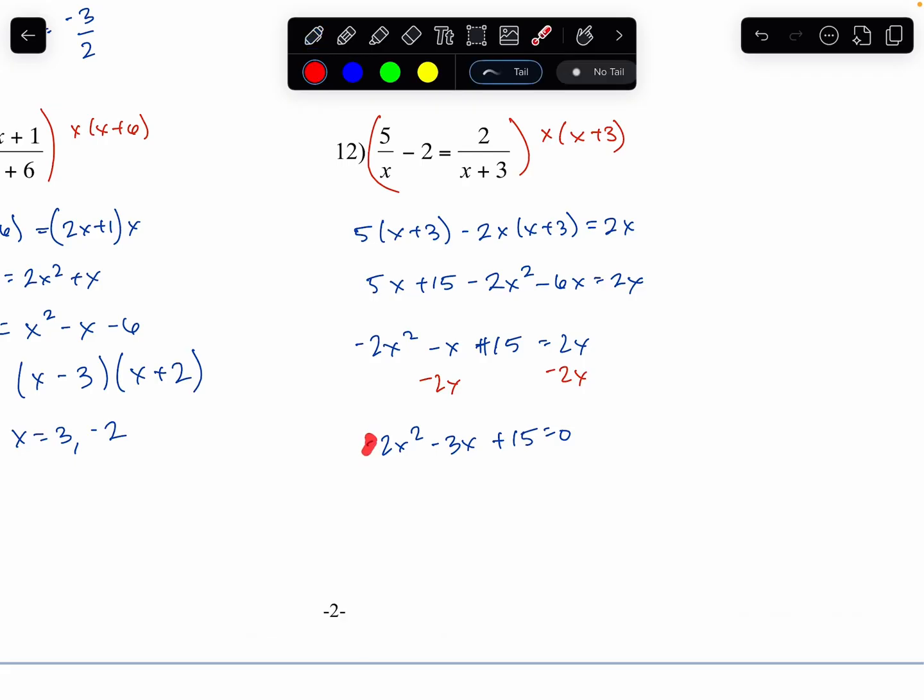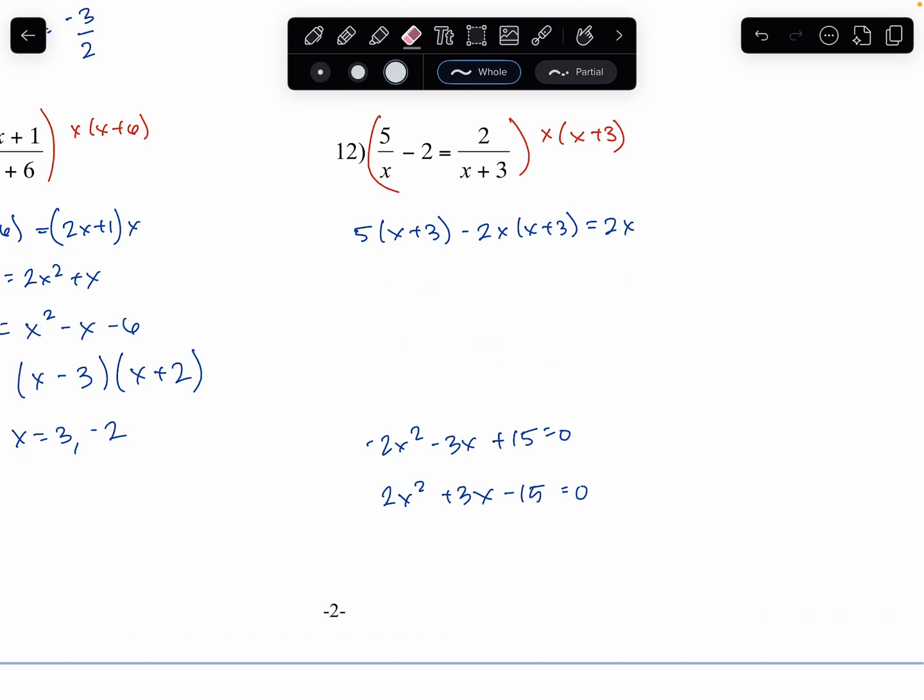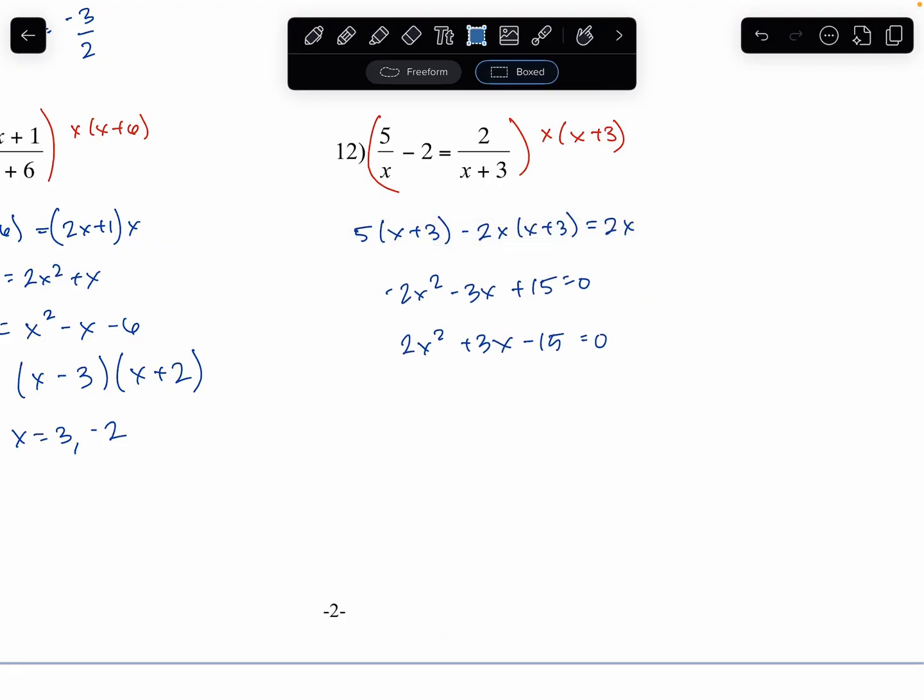I don't want this negative, so I can go ahead and divide everything by negative to get 2x squared plus 3x minus 15 still equal to 0. I'm going to get rid of all this right here so I have more room. And then, let's see, negative 30, what multiplies to be negative 30 and adds to be 3? So you got 1 and 30, you got 2 and 15, 3 and 10, 5 and 6. So this one, we have to use the quadratic formula.